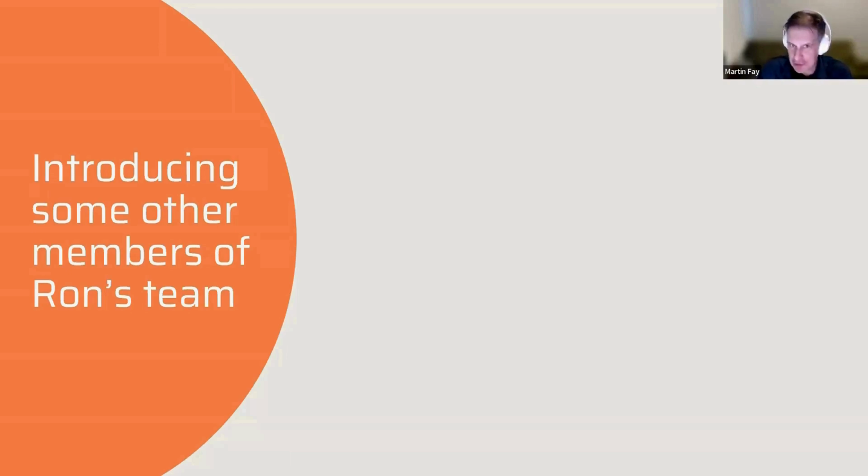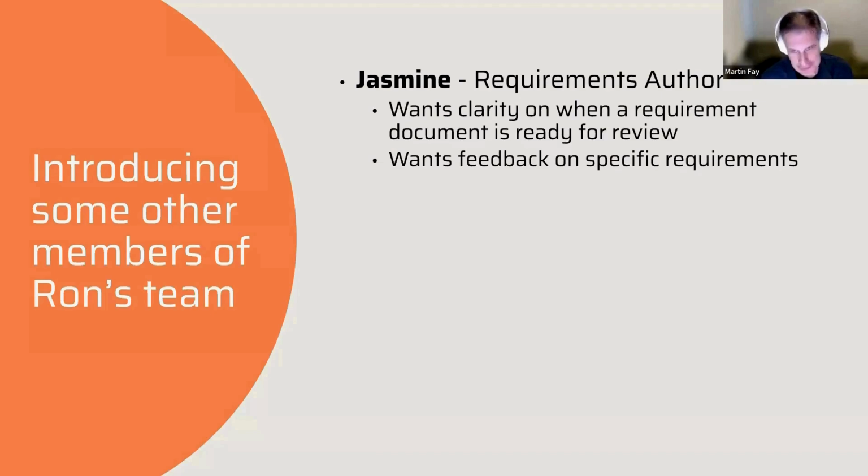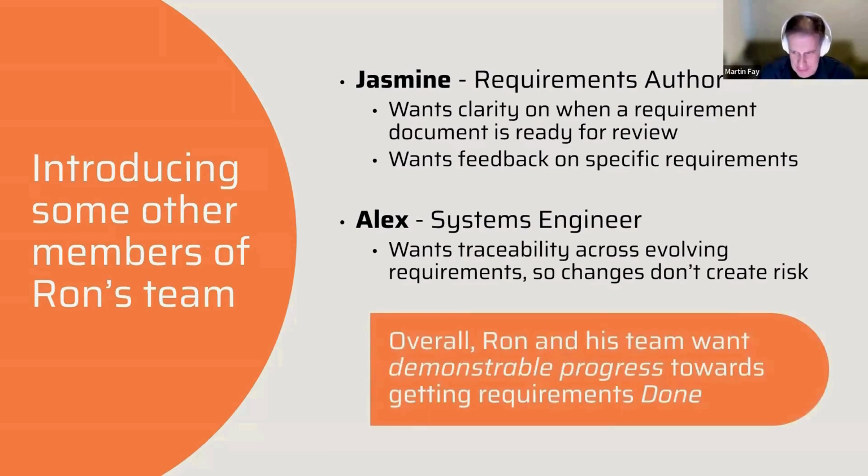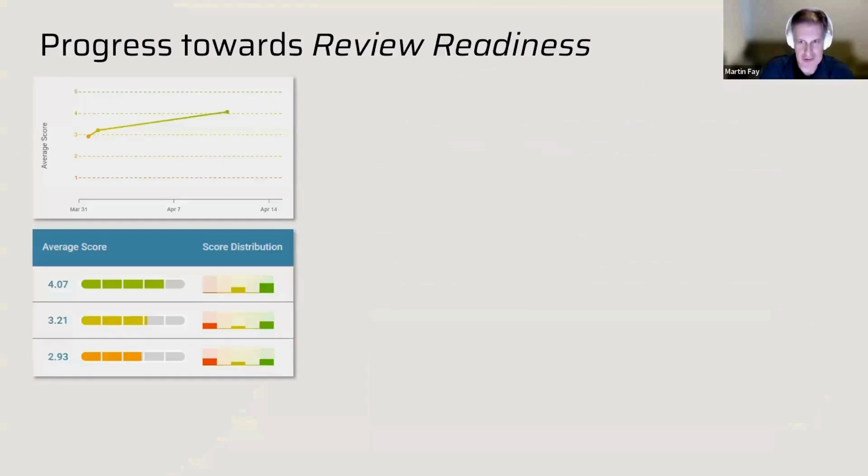So to set the scene, let's return to Ron, our project manager, and introduce two of his teammates. First, we have Jasmine, a requirements author. She wants clarity on when her document is ready for review, as well as feedback on specific requirements. We also have Alex, a systems engineer. He's focused on traceability. Alex wants to be confident that changes to requirements don't create hidden risks downstream. And together, Ron, Jasmine, and Alex share a common goal. They want demonstrable progress towards getting the requirements done, where done means high quality, low risk requirements.